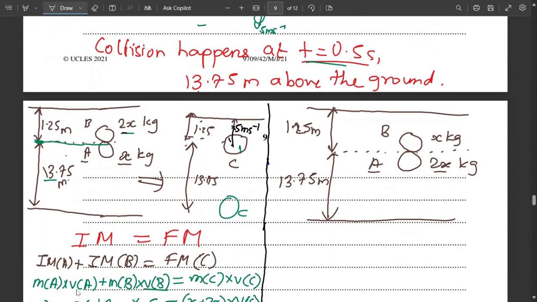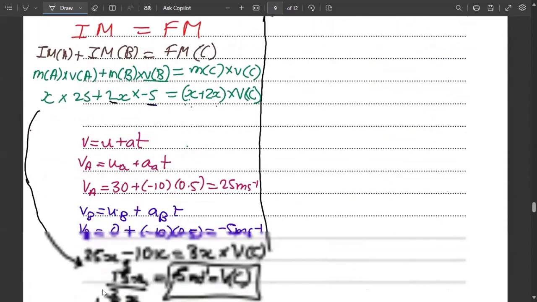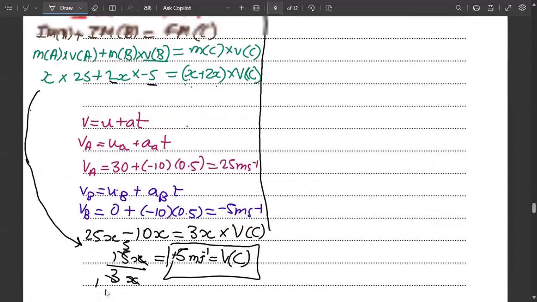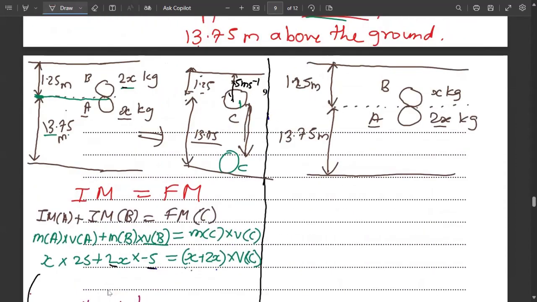Now, first thing you have to remember is the object will travel down. That means its final displacement will be from here to here. That means displacement will be negative, and how much? It will be 13.75 meter. But we know S equals ut plus half at square. And what will S be? S will be 13.75, correct? Wrong. S will be minus 13.75. Why? Because it is traveling downwards. It started from 13.75 and it reached 0. So total displacement will be minus 13.75 because it is going down.